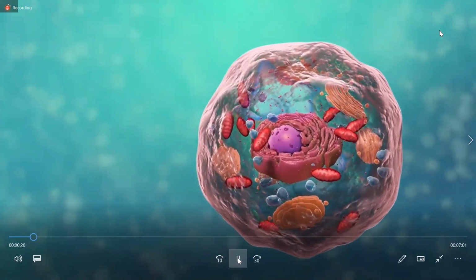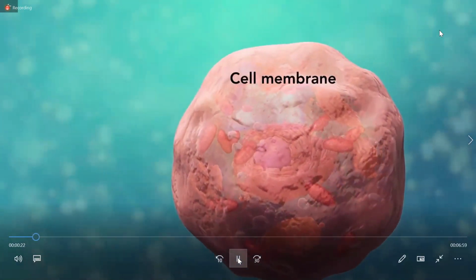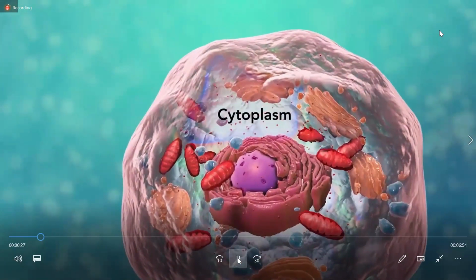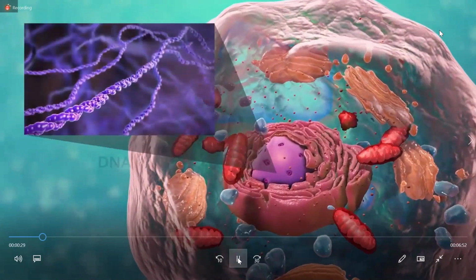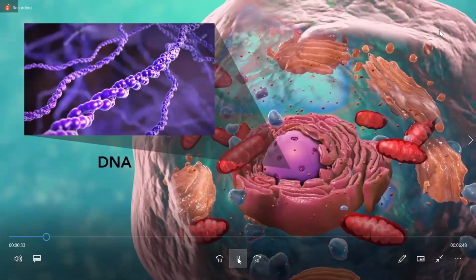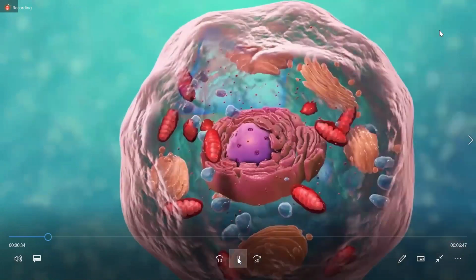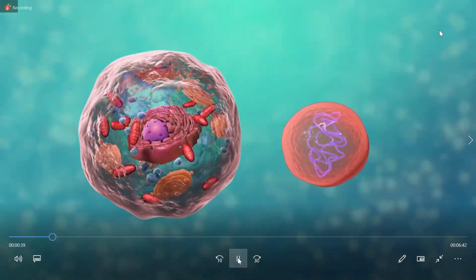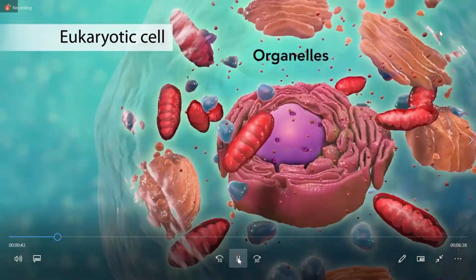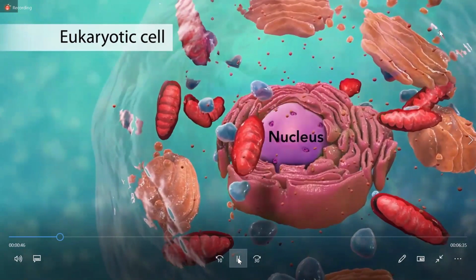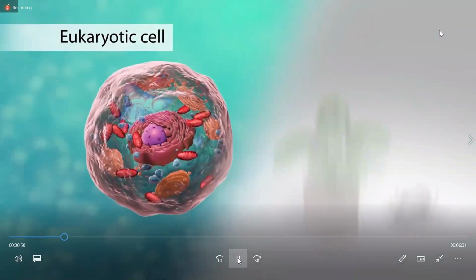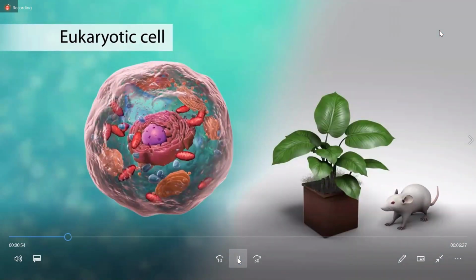All cells have a cell membrane, which separates the inside of the cell from its environment; cytoplasm, which is a jelly-like fluid; and DNA, which is the cell's genetic material. There are two broad categories of cells. The first category is eukaryotic cells. They have organelles, which include the nucleus and other special parts. Eukaryotic cells are more advanced, complex cells, such as those found in plants and animals.